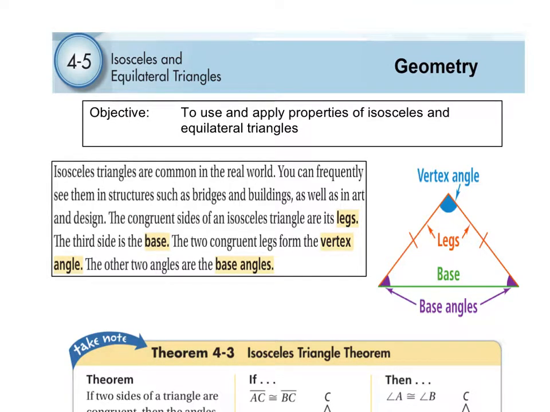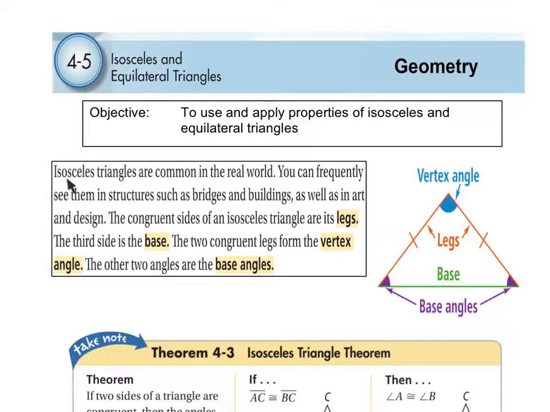This is section 4.5, and in 4.5 we're going to talk about isosceles and equilateral triangles. So I'm sure you've heard of these before. Some objectives here: we're going to use and apply properties of isosceles and equilateral triangles. So let's talk about what an isosceles triangle is, all the different parts and things like that.